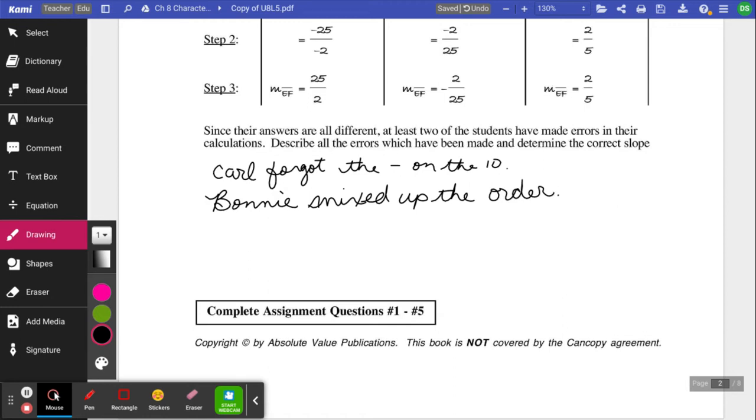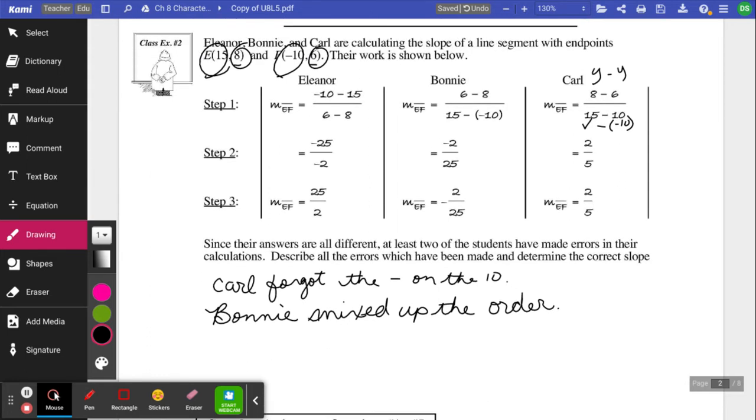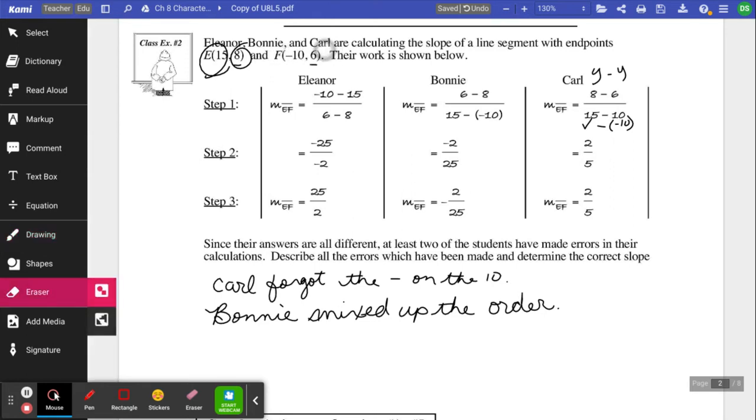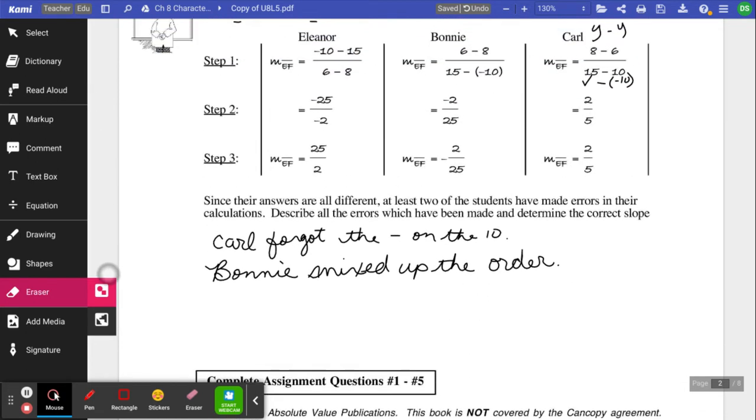Okay, Bonnie mixed up the order. Let's talk about what did Eleanor do. She went negative 10 minus 15. That's good order. What's wrong with her? Oh, she did the X's first on the top. Yeah, she went negative 10 minus 15 and then 6 minus 8. So that's the right way to do it. She's keeping consistent, but she put her X's on the top and it should be Y's on the top. Right. Okay. So they're all wrong.